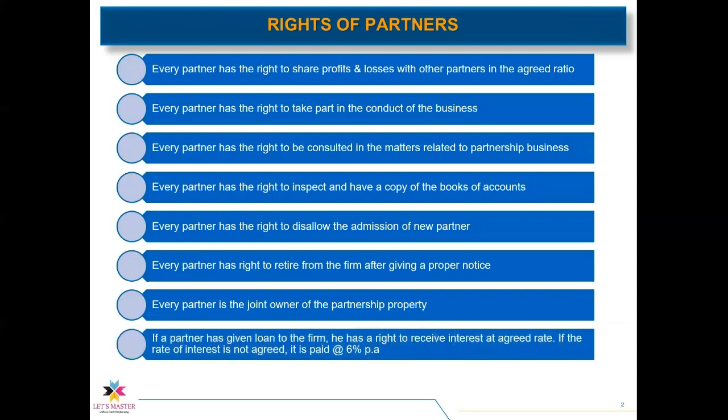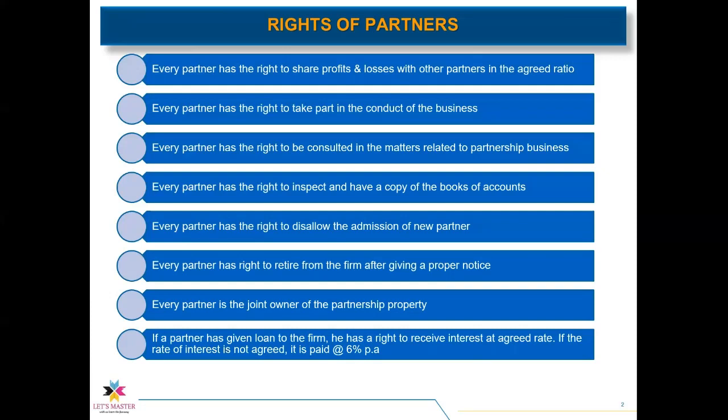Then if a partner gives a loan to a firm, he has a right to receive interest at an agreed rate. And if the rate of interest is not agreed, it is paid at a rate of 6% per annum. So at times, the partnership firm may need some additional funds. And if any partner provides that additional fund as a loan to the partnership firm, then he has all the rights to receive interest on that loan, which the partner has advanced to the partnership firm, at the agreed rate, whatever the rate has been agreed.